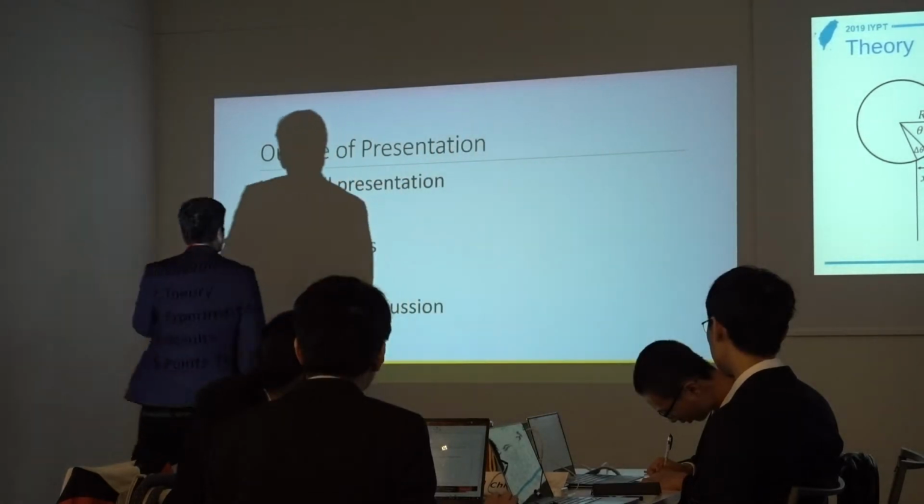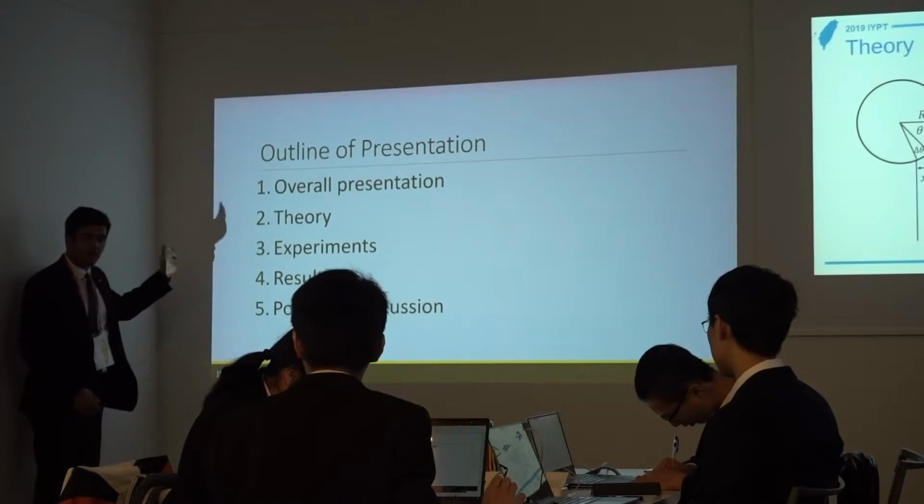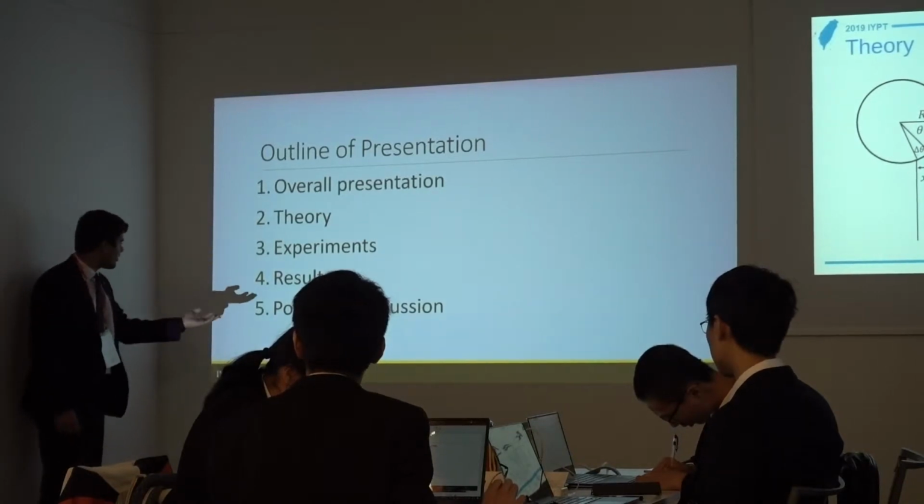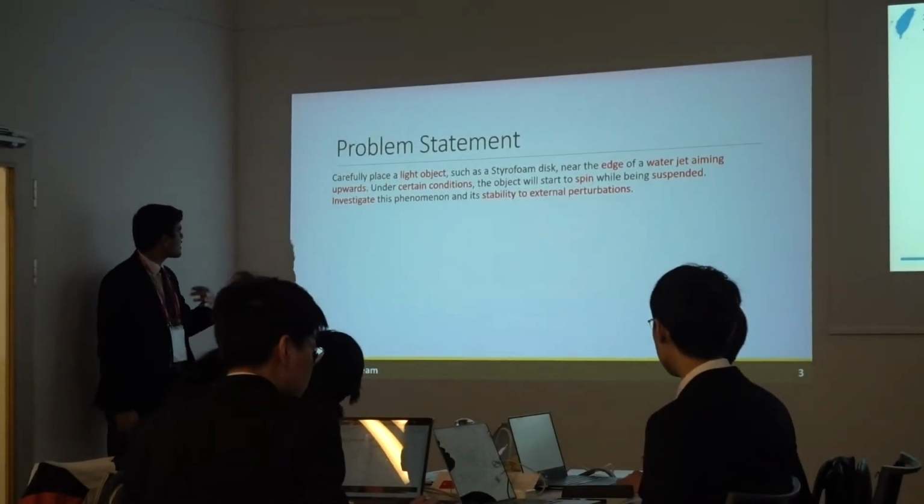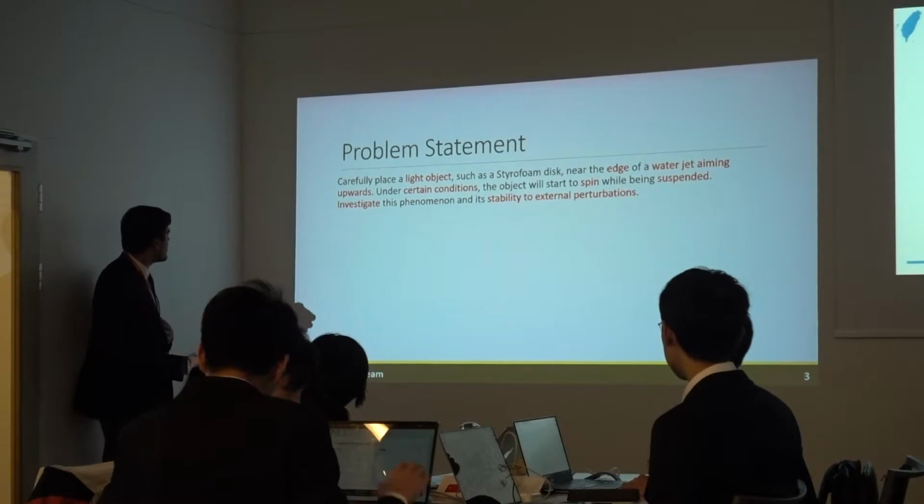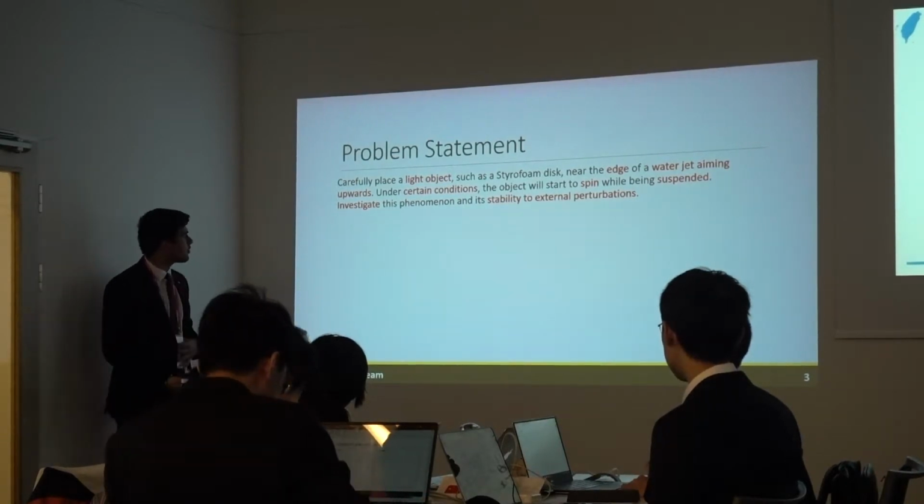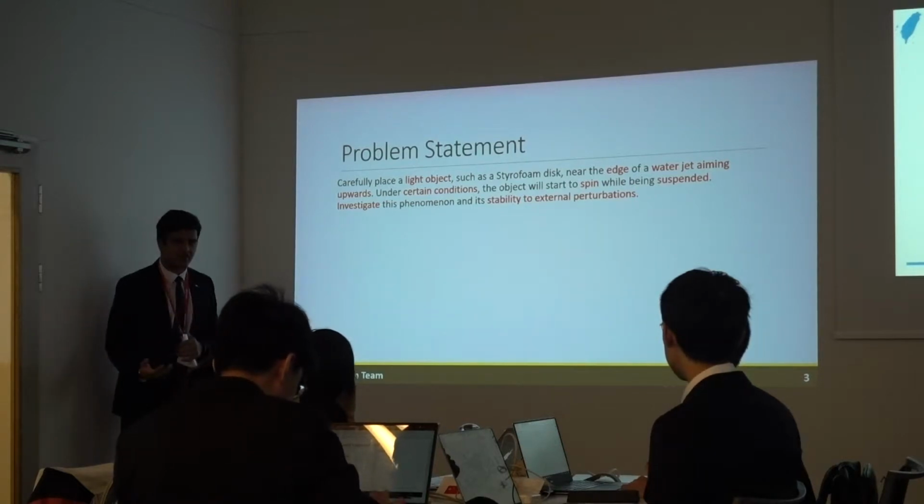I'll be going over the overall presentation, the theory outline, the experimental results, and points of discussion that I'd like to bring up. So the problem statement states: carefully place a light object such as a styrofoam disc near the edge of a water jet aiming upward. Under certain conditions, the object will start to spin while being suspended. Investigate this phenomenon and its stability to external perturbation.